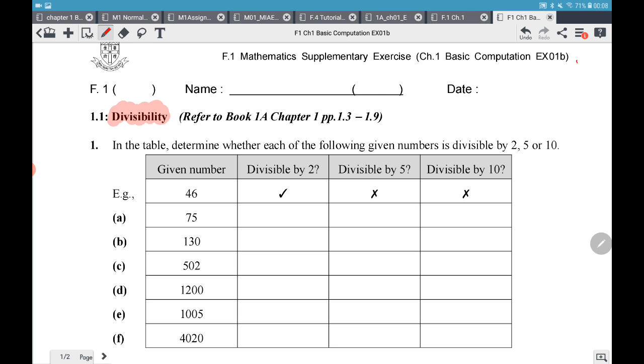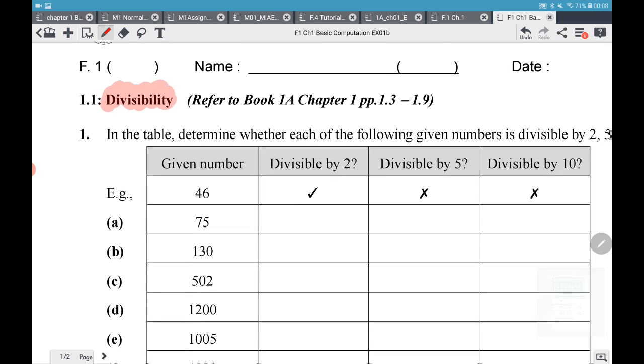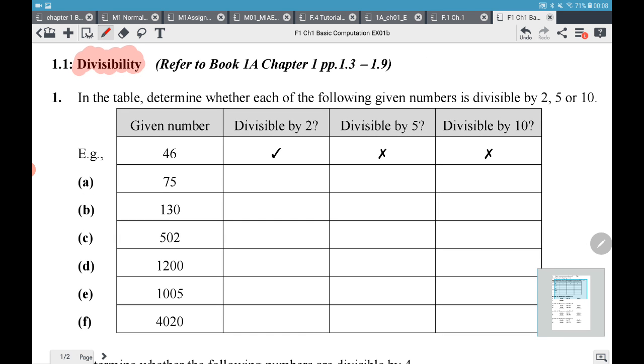In fact, it is a very interesting and useful tool in mathematics. So try to do it by yourself, but do not use the calculator. Try to be familiar with this method to check for the divisibility of some numbers.